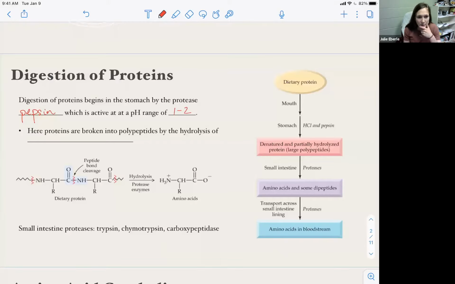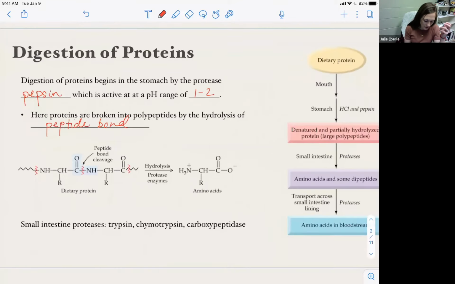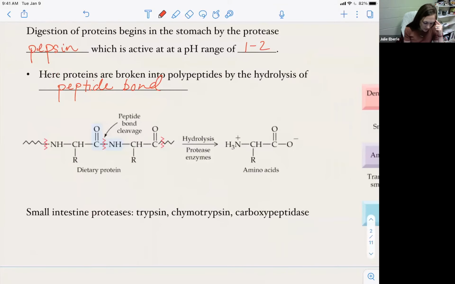So the proteins are broken into polypeptides by the hydrolysis of peptide bonds. You should be really familiar with peptide bond hydrolysis now, but just as a reminder, here's a picture of it. Let's say we have some sort of polypeptide that extends this way and this way beyond the red squiggly lines. And remember, R stands for the side chain. These are the side chains.